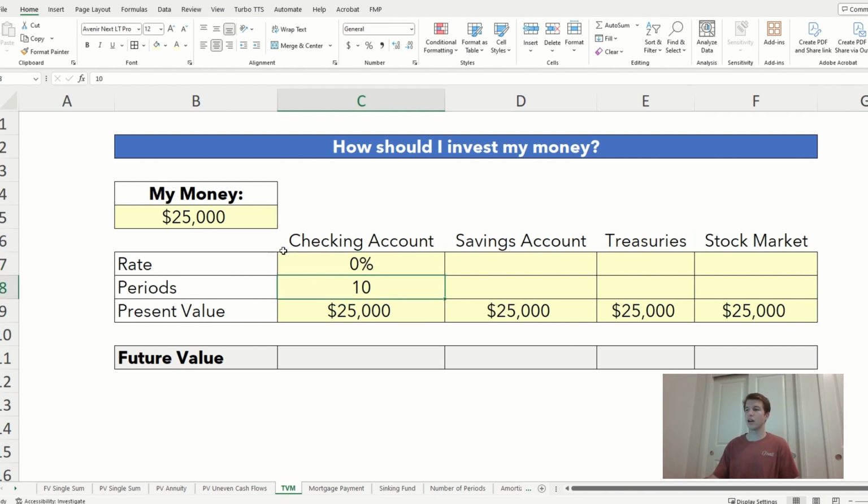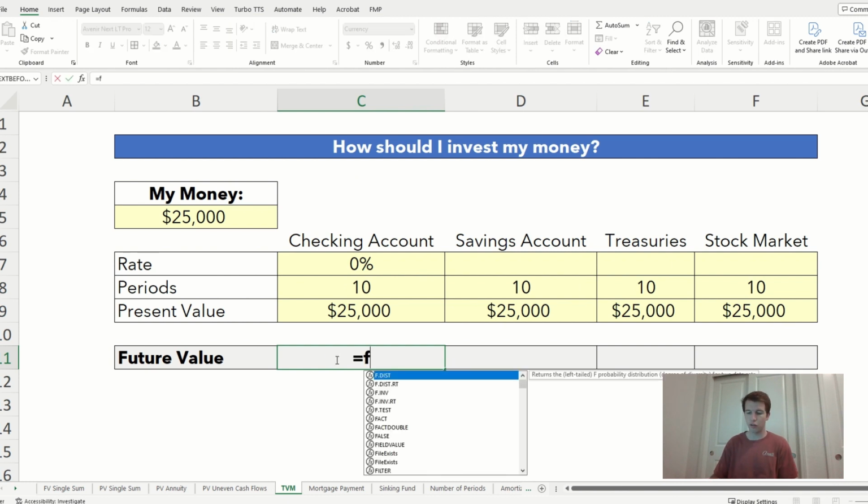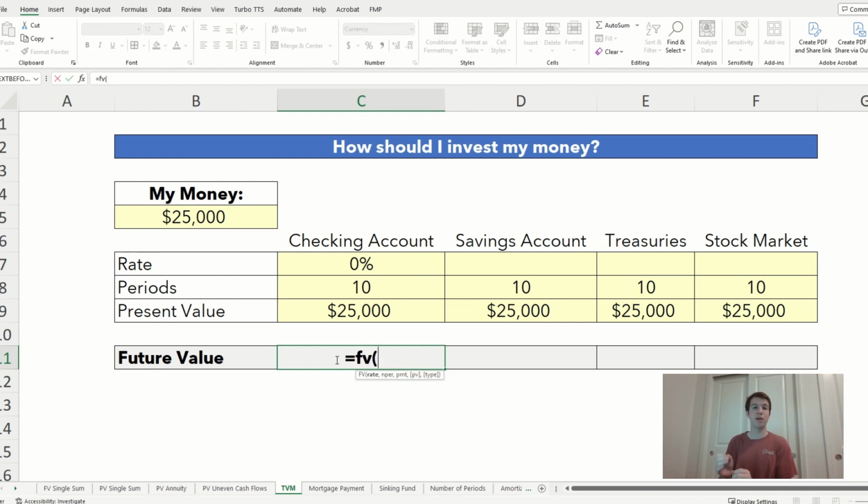So let's say we have $25,000. So I put $25,000 as our present value in all scenarios because that's how much we have right now. Let's say we want to invest it and put it somewhere for 10 years and forget about it, and then come back in 10 years and see how much it was. So let's use our future value formula that we learned to find out how much our money will be in 10 years. So I'll go ahead and do that.